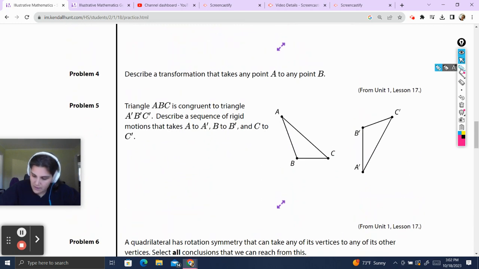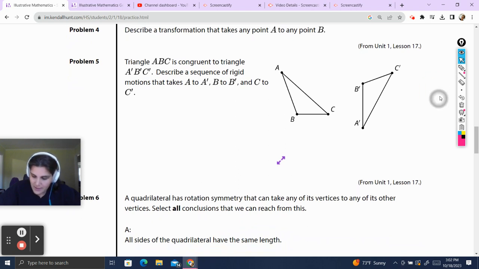Describe a transformation that takes any point A to any point B. So B could be anywhere. Let's put B all the way down here. Well, I would say draw AB, construct a perpendicular bisector, and reflect A over the perpendicular bisector, and it's always going to line up on B. And we're done. Let's go on to the next one.